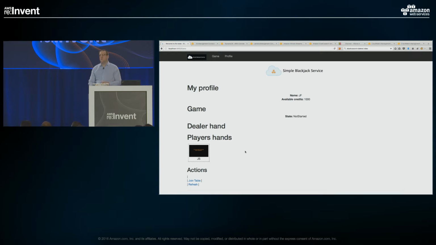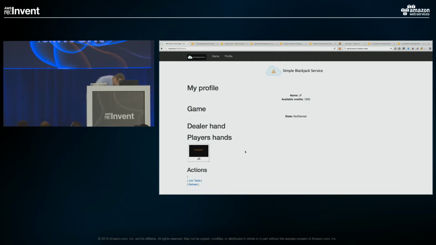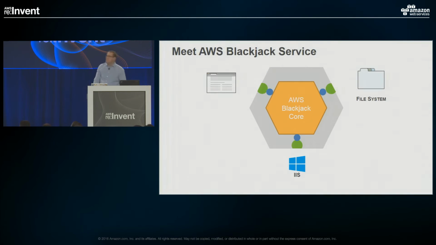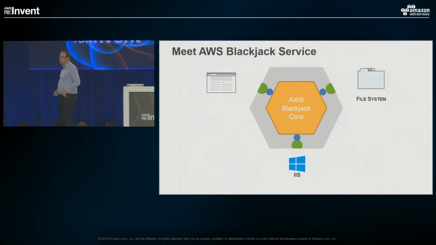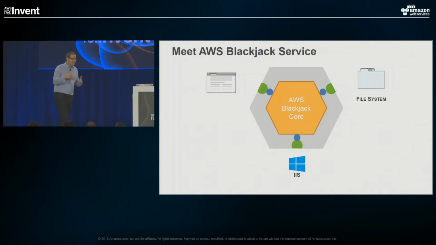But one of the good things of hexagonal architectures, so that platform, we're going to see just right now, is built using that pattern. I have an AWS Blackjack core assembly where I have all the business rules for playing Blackjack. And it's hosted on IIS. Well, actually, it's using Kestrel, which is the IIS Lite that is running using .NET Core.